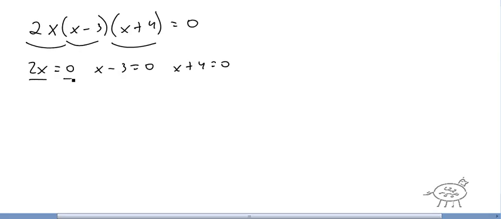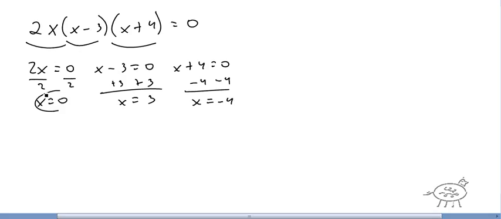The first one, of course, gives me x equals 0. For this one I add 3 to both sides, x equals 3. And for this one I subtract 4 from both sides to get x equals negative 4. So three solutions. That's pretty easy.